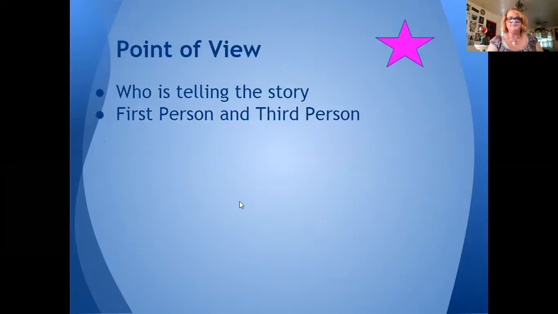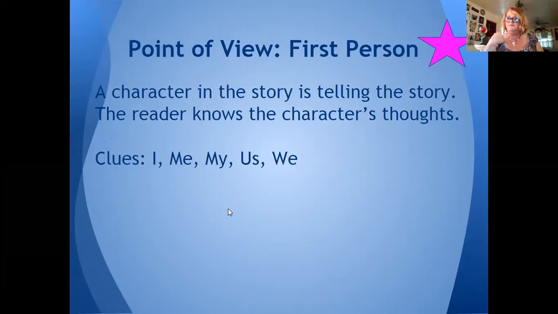Okay. The point of view is, who is telling the story? If this was a written thing that I have out, I would be telling the story, right? First person teacher. Okay. So who is telling? We're going to talk about first and third person. First person is me telling the story. A character of the story is telling the story. Okay? Me, my, we, us. Those are really, really important words to remember. If it's I, me, my, it's first person. Okay?